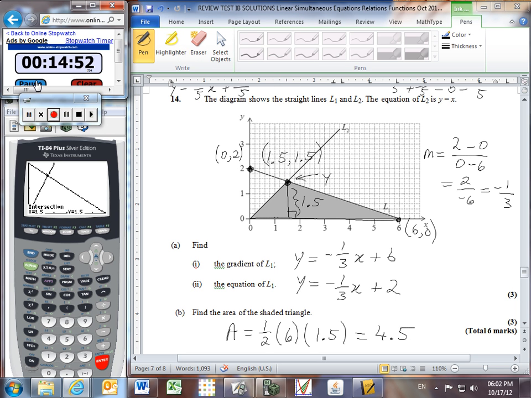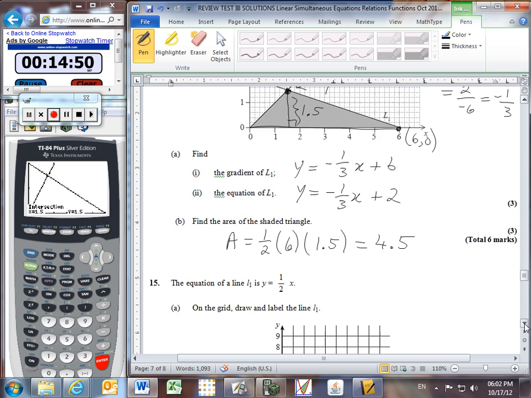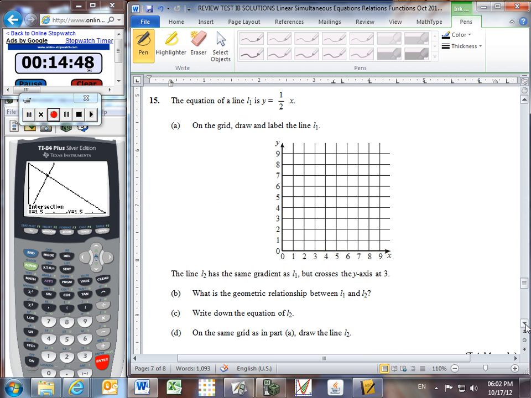Alright, let's go down to the last three questions and we'll be finished this review. Number 15. Given us the equation of L1, y equals 1/2 x, and we need to draw and label this line. Well, you might notice that this line y equals 1/2 x doesn't have a y-intercept. That means that its y-intercept is 0.